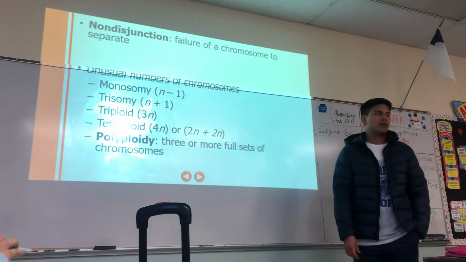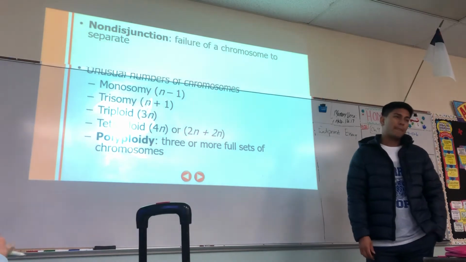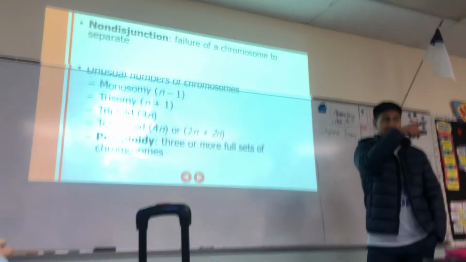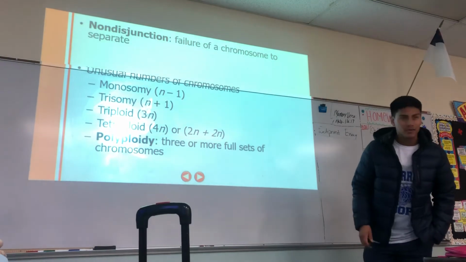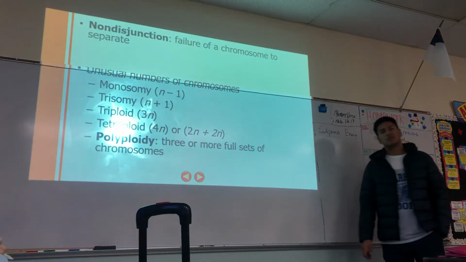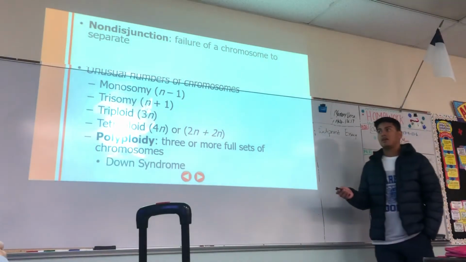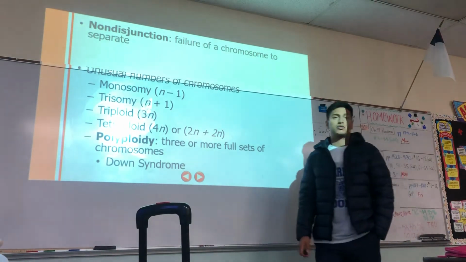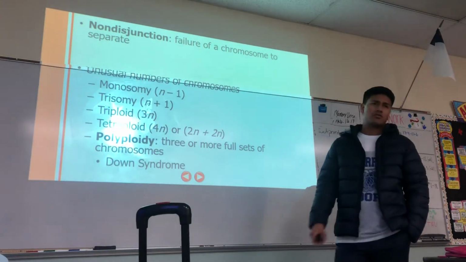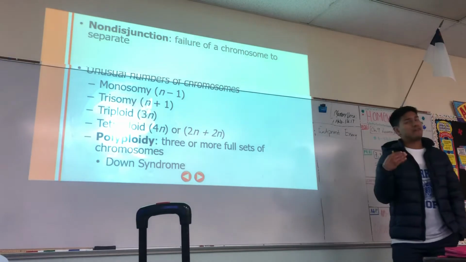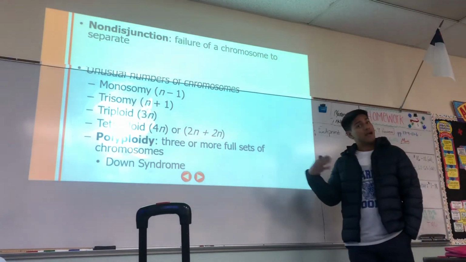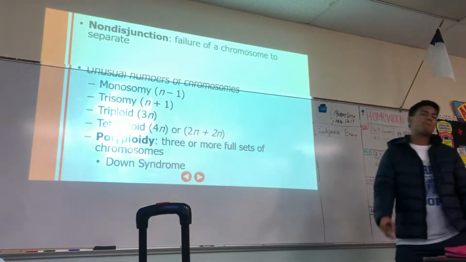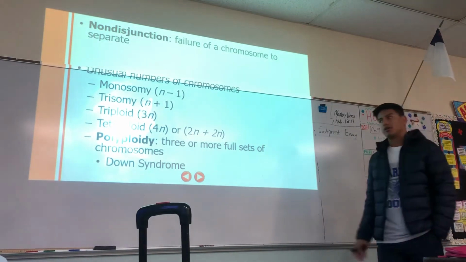Which other one did we talk about? The one that causes Down syndrome? The 21st, yes, the 21st chromosome, okay? If you have trisomy on chromosome 21, then you have Down syndrome. You can still live a full life. Life expectancy is not as long as a normal human, right? But you can still live into adulthood.